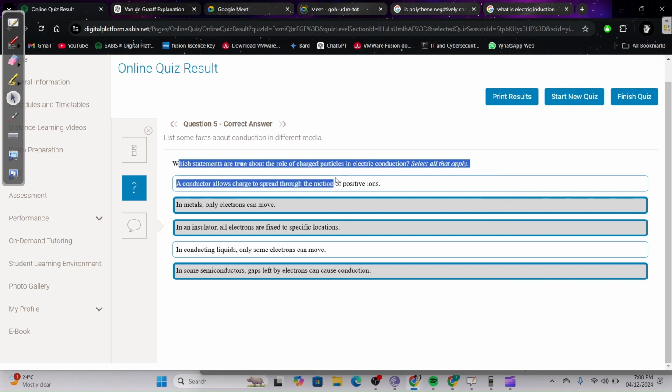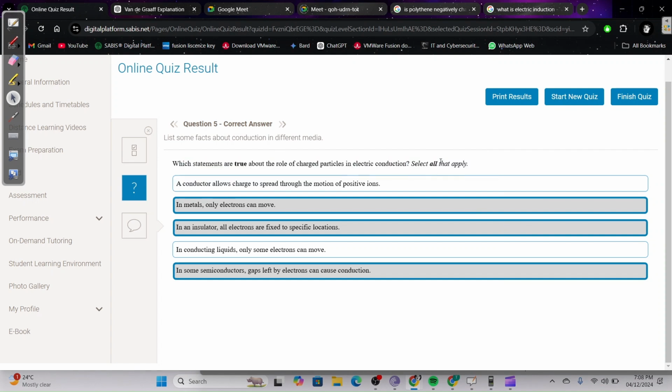now. Okay. Which statements are true about the role of charged particles in electric conduction? In metals, only electrons can move. Yeah, because you learned that in chemistry. In an insulator, all electrons are fixed at specific locations, obviously, because then how is it going to insulate? If they're not fixed, then it's just going to conduct.